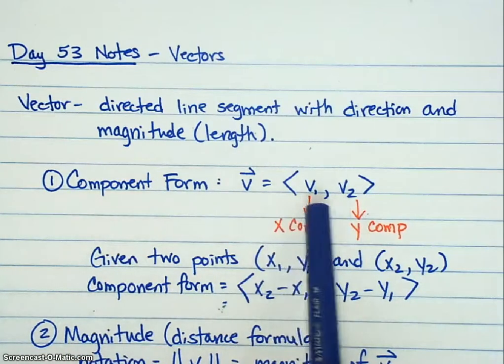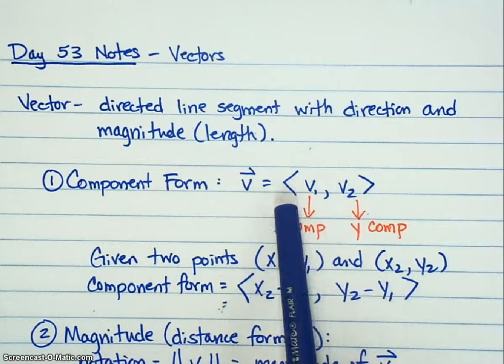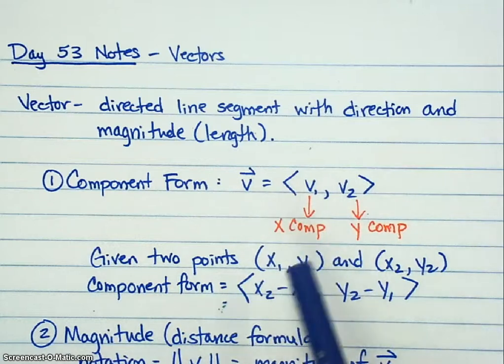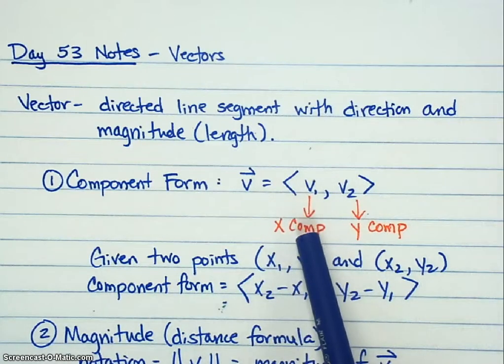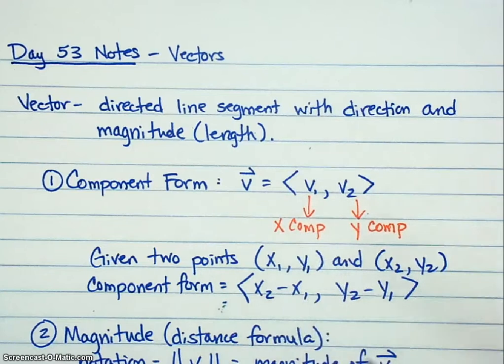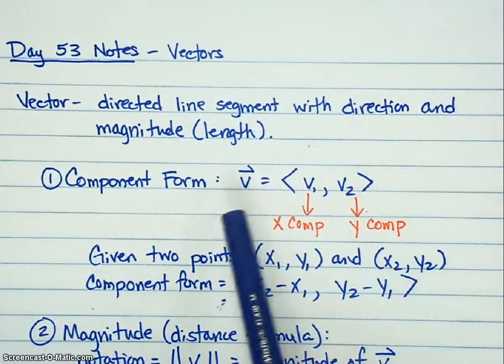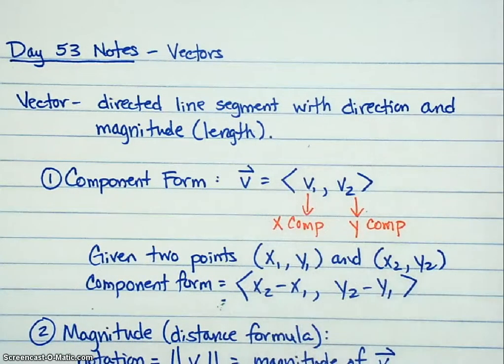The component form is simply this. It looks just like a point, except it has pointed parentheses. That's how you know it's a vector. The first number is the x component, which is the same thing it is with a point, and the second number is the y component. So here, if you have vector v, ⟨v1, v2⟩ would be the component form.